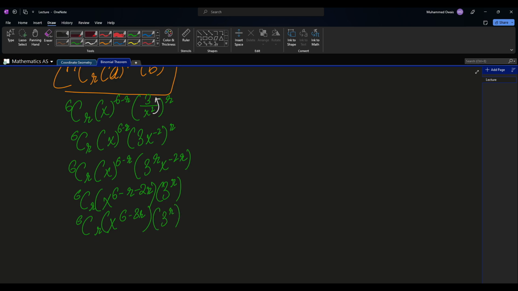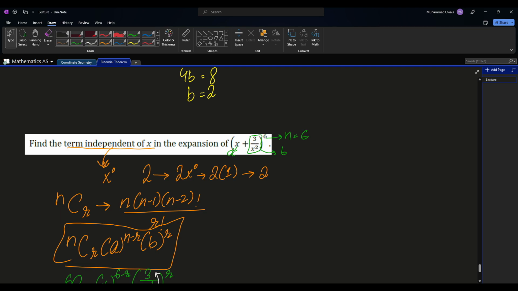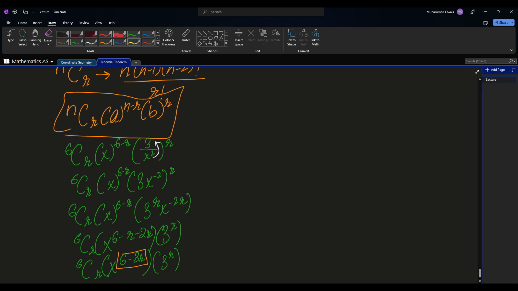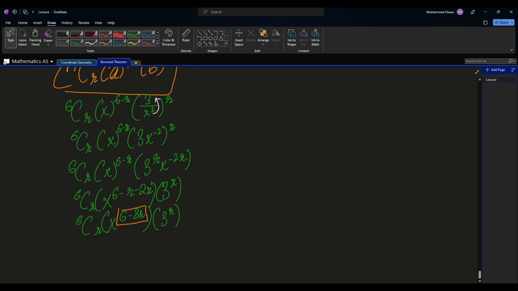Now then, what we discussed earlier was that we need an x which has a power of 0, right? So what you will agree with me right now is that this 6 minus 3r is the power of x. However, we want the power to be 0. So how are we supposed to do that? What we can do is equate this 6 minus 3r, which is as of right now the power of x, to 0. We want the power of x to be 0. So we just equate the power 6 minus 3r is equal to 0. And this way we can find r.